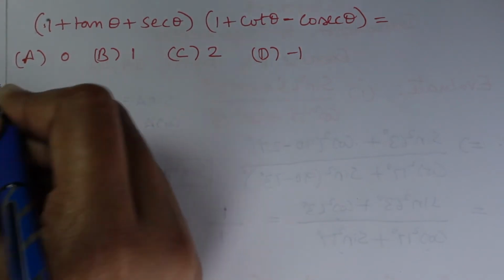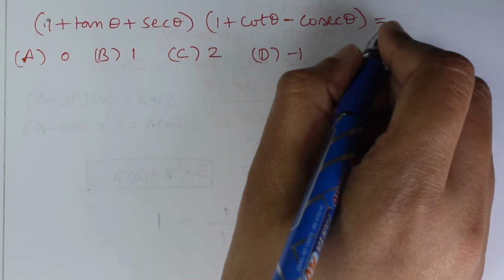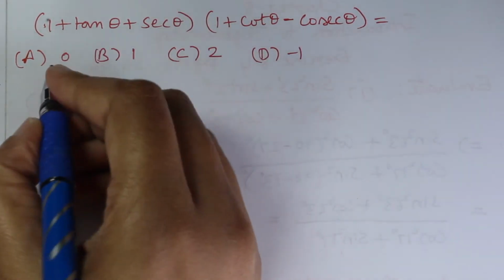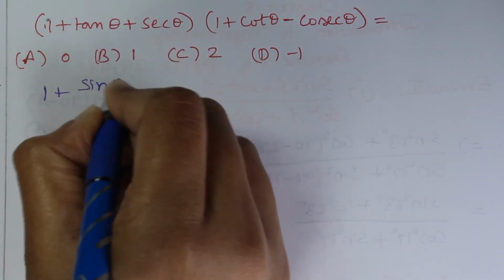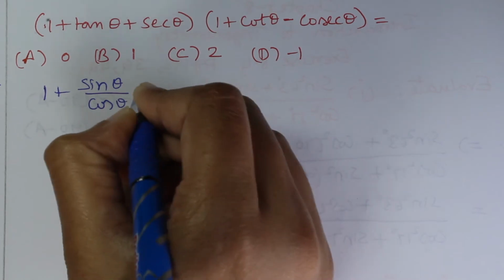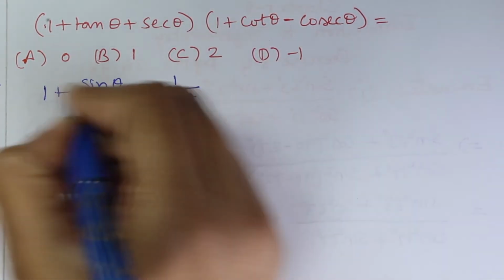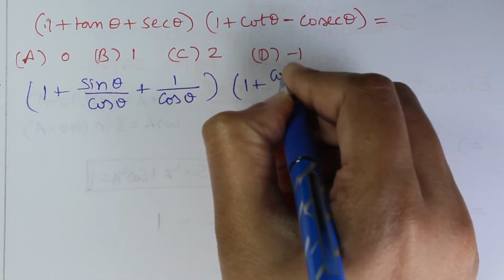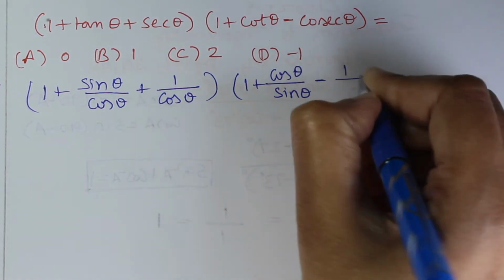Now the second part of the question, 1 plus tan theta plus secant theta into 1 plus cot theta minus cosecant theta is equal to. First of all, let's substitute sin and cos in these terms and simplify this. 1 plus tan theta is sin theta by cos theta plus 1 by cos theta into 1 plus cos theta by sin theta minus 1 by sin theta.